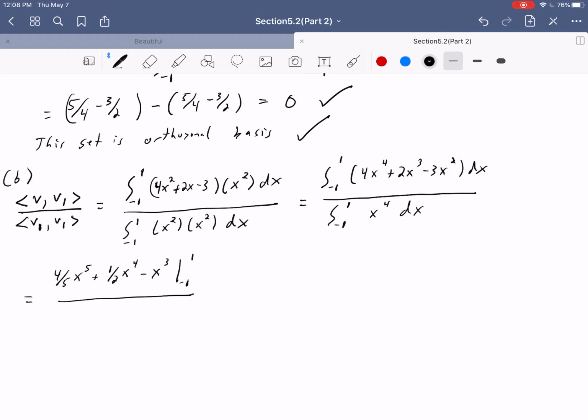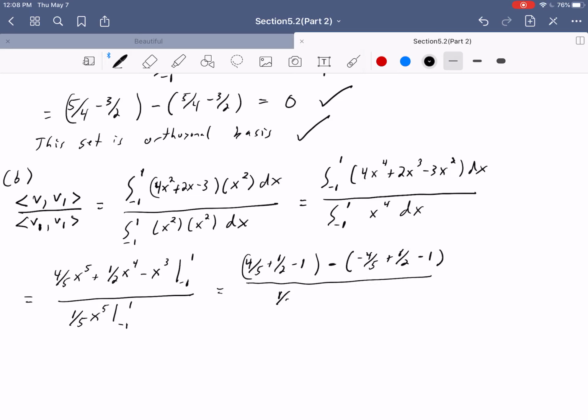And down here, looks like we should get 1/5 x to the 5th, evaluated from negative 1 to 1. So up top, looks like we get 4/5 plus 1/2 minus 1, and then minus negative 4/5 plus 1/2, and then when we plug in minus 1, looks like minus 1. And then in the denominator, we get 1/5 minus negative 1/5.